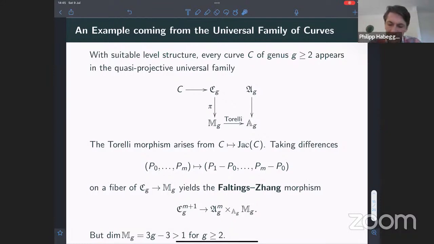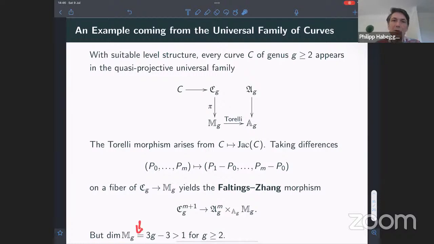well, if the genus is fixed, any curve will arise as a fiber in some universal family of curves of genus g. At least if you introduce suitable level structure, then you can realize your curve C as contained in some large family of curves that lies over this moduli space of curves, where everything here is quasi-projective. And this large moduli space of curves is itself a variety of dimension 3g minus 3.